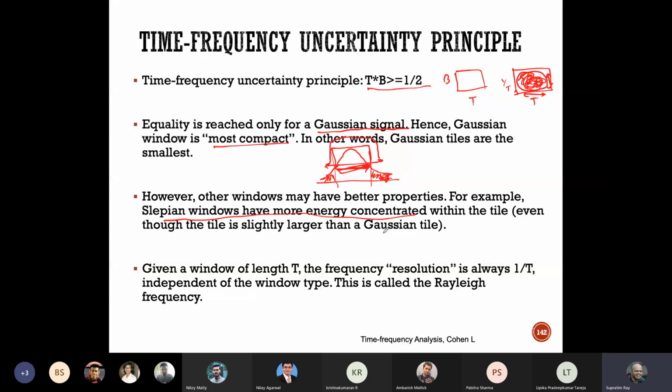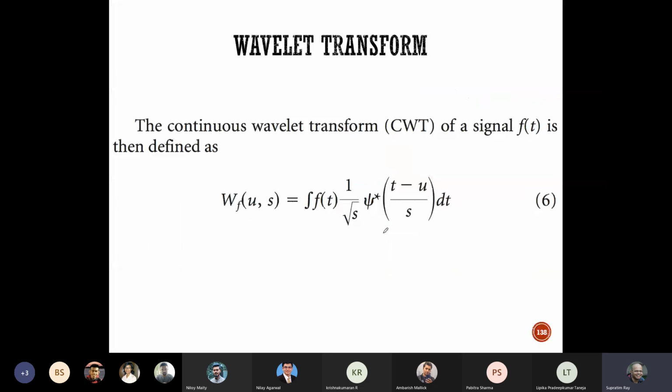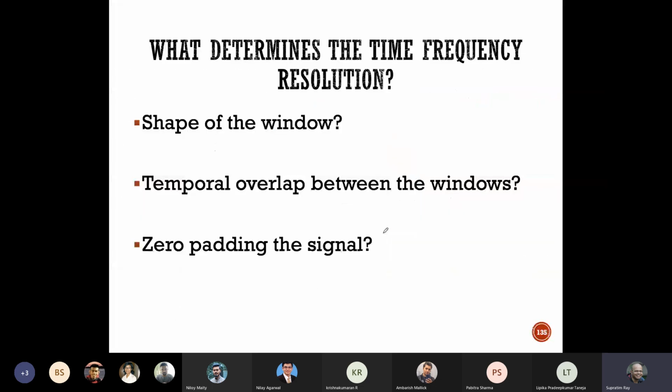Okay, so this is the answer to this first question, that time frequency resolution does matter on the shape of the window. It's maximized for a Gaussian. Gaussian tiles are the best, but it just means that they are the smallest, and other windows may have better properties. For example, the size could be slightly larger, but a higher proportion of the energy might be concentrated, which is what you have with Slepian tapers.